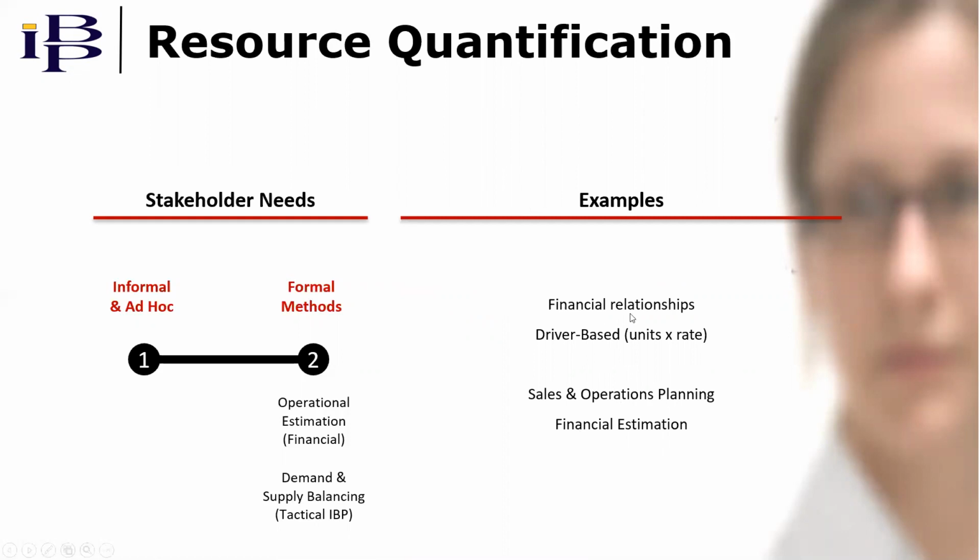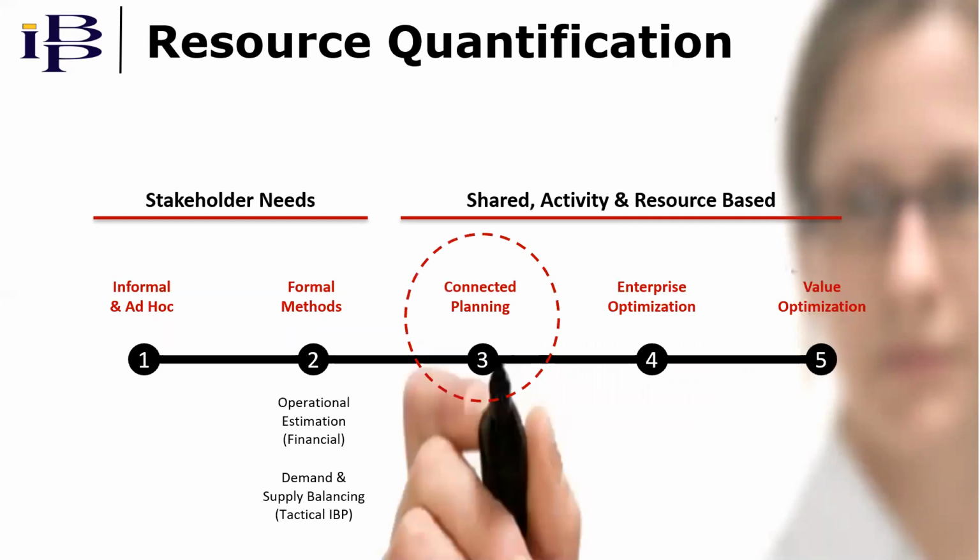From a financial perspective, companies may have implemented financial planning systems, and you develop some basic driver-based planning systems, which are kind of unit times rate systems. And the operational folks may have sales and operations planning that may have some financial estimation included in them. But at this point in time, when you get to this level of maturity, they haven't fully integrated them yet. So what we're going to be talking about is what comes after that.